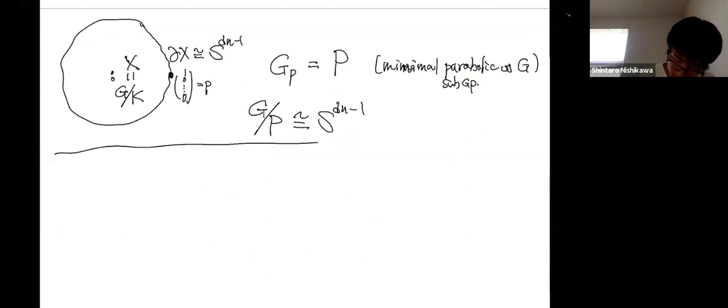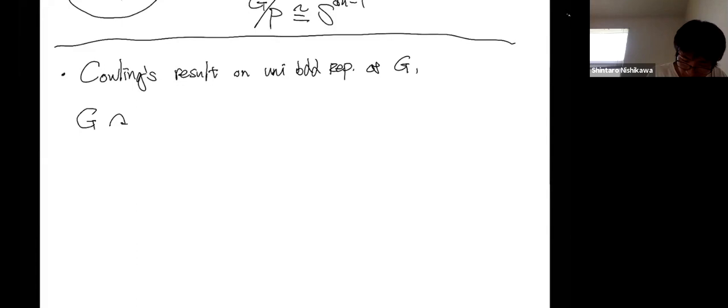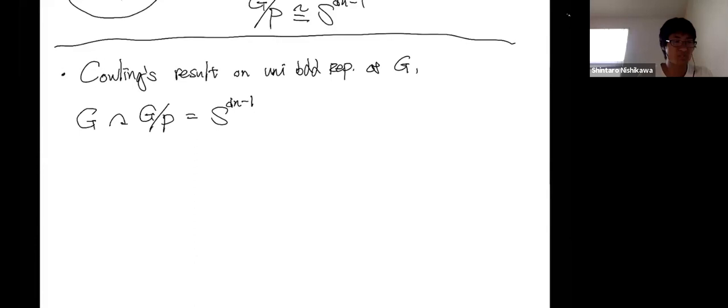Now let me jump to Cowling's result on uniformly bounded representations. So let me begin by saying G is acting on G over P, where G over P is a sphere. They have standard amplification. And, maybe I write this as M. It's not standard notation if I'm gonna do representation theory here, but I'm not gonna use M for representation theory purposes. So let me denote this manifold to be M, standard notation.